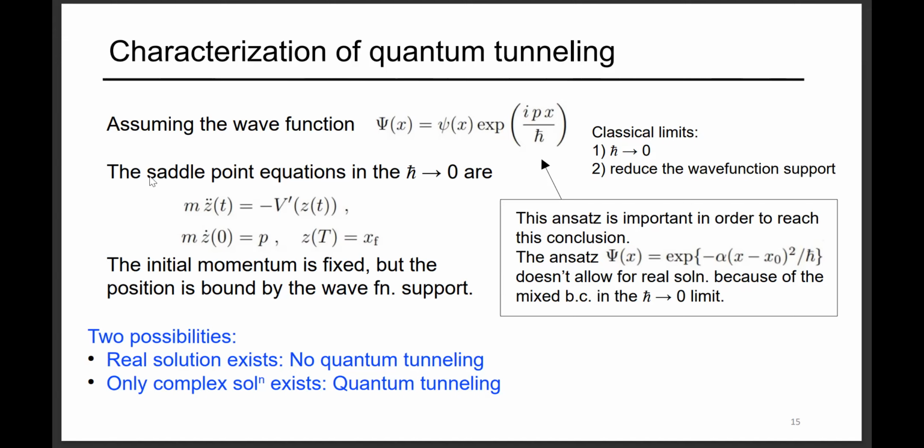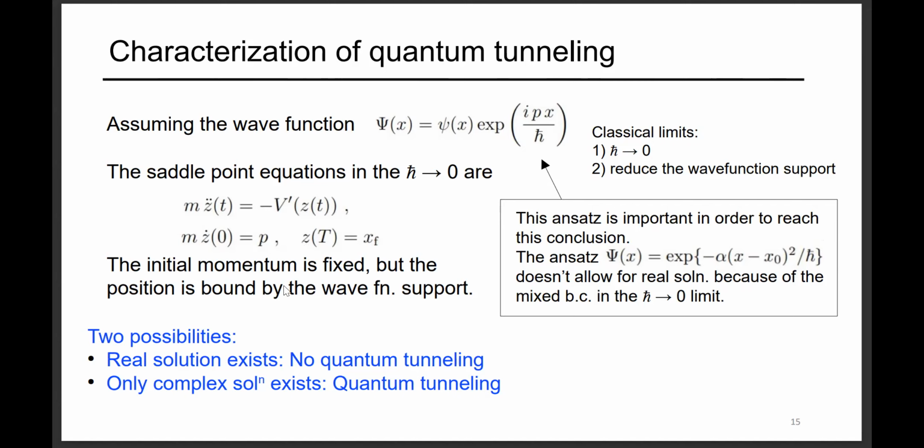By taking the h bar going to 0 limit, if we look at the saddle point equation, it is basically these three equations. The first equation is essentially Newton's equation, the second equation defines the initial momentum, and it is equal to p, this parameter p here. And the last equation is specifying the final point. So the initial momentum is fixed by this parameter p, but the position is actually bound by the support of the wave function. And this allows for two possibilities.